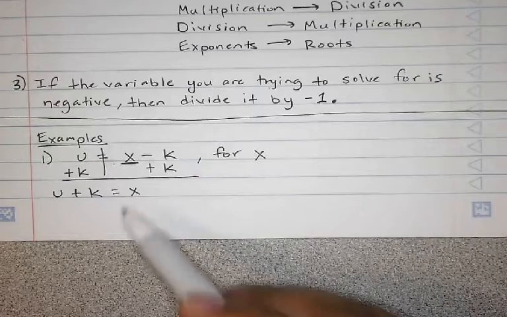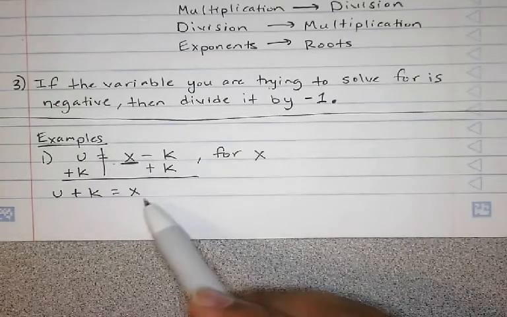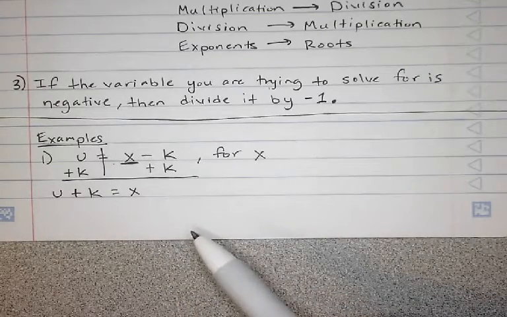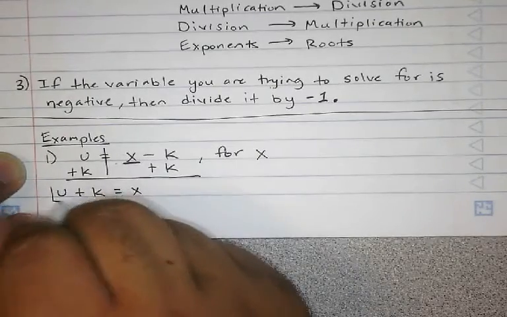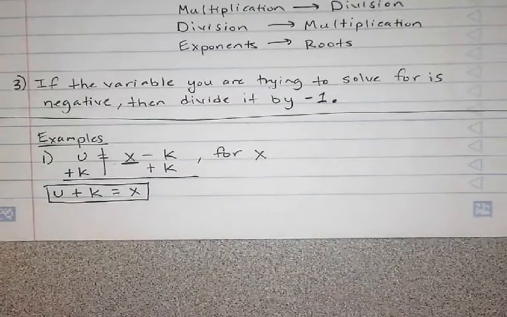And x is not negative, right? So that's it, I'm done. So x equals u plus k. That would be my answer. Okay, that's all we're doing.